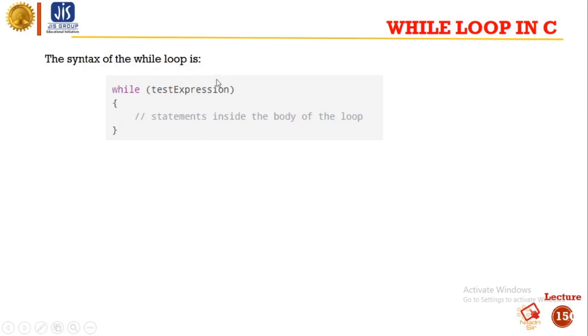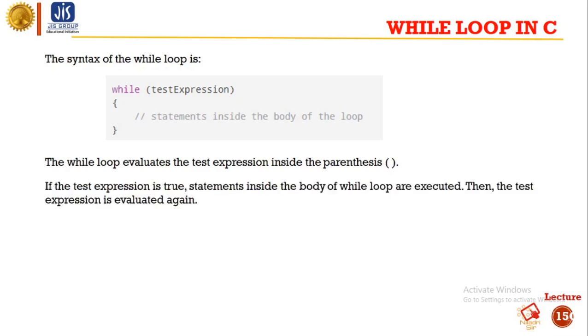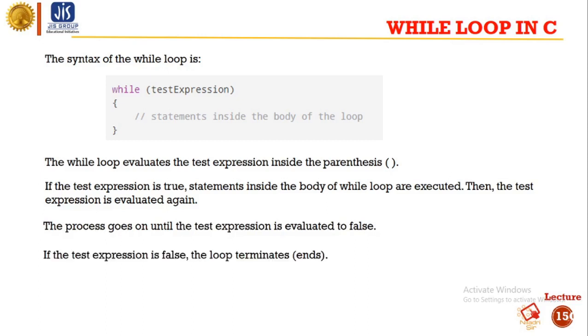Here the test expression is basically a condition. If this condition is satisfied, then the statements inside the while loop will execute. So the while loop evaluates the test expression inside the parentheses. If the test expression is true, statements inside the body of the loop are executed. Then the test expression is evaluated again. The process goes on until the test expression is evaluated to false. If the test expression is false, the loop terminates or ends.